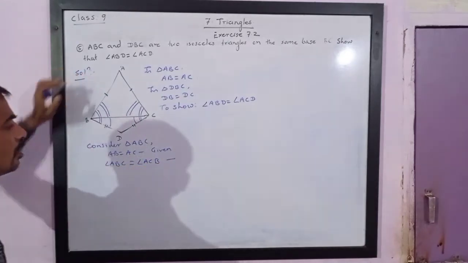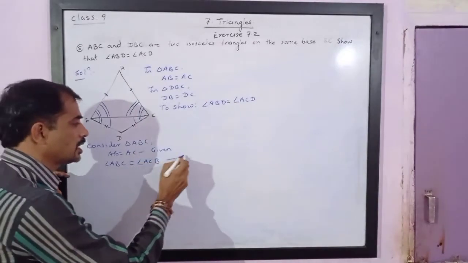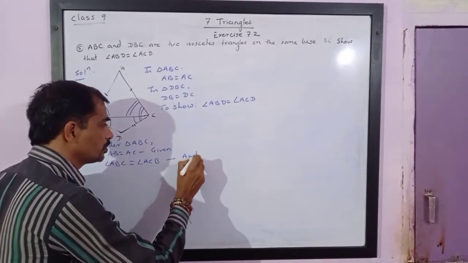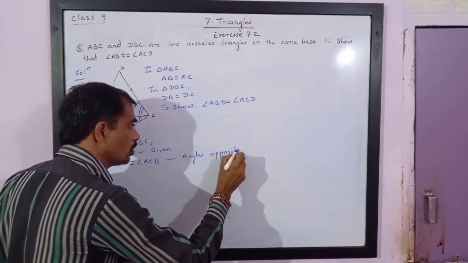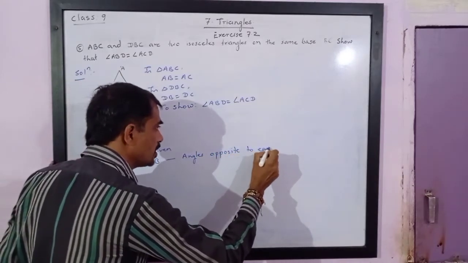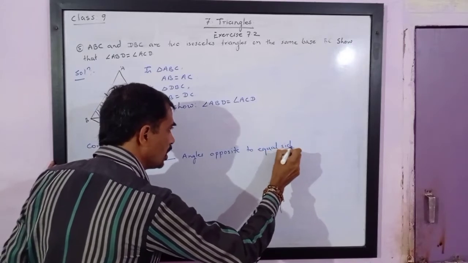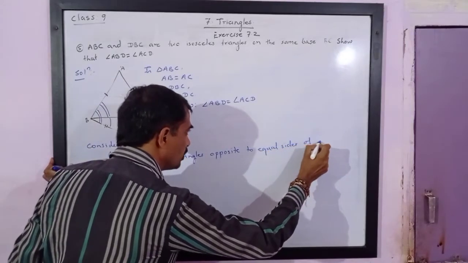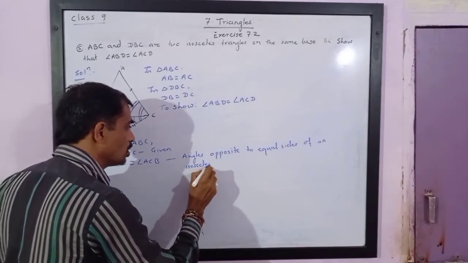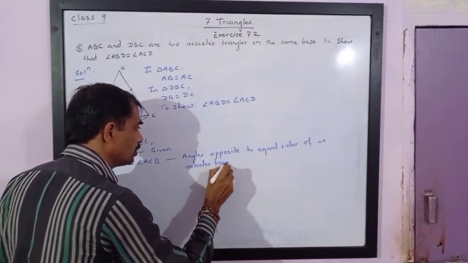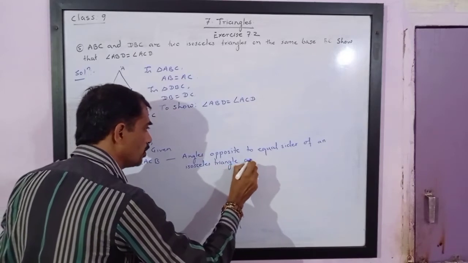We have studied one theorem also, that is angles opposite to equal sides of an isosceles triangle are equal.